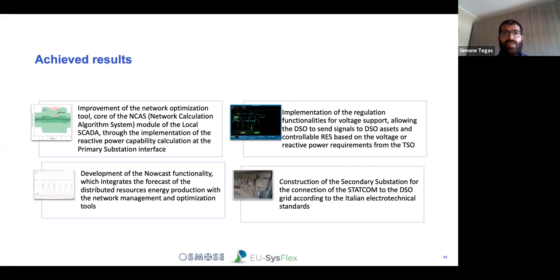The local SCADA receives all the information coming from the field thanks to all the field devices installed in the secondary substations, but also at the premises of the power plants involved in the demonstrator. And merging them with all the information about forecast, it is able to give in a very quick way the reactive power capability calculation at the interface between the TSO and DSO. Naturally, in order to make effective the regulation on all the resources involved, we needed to also make some improvements to our SCADA system.